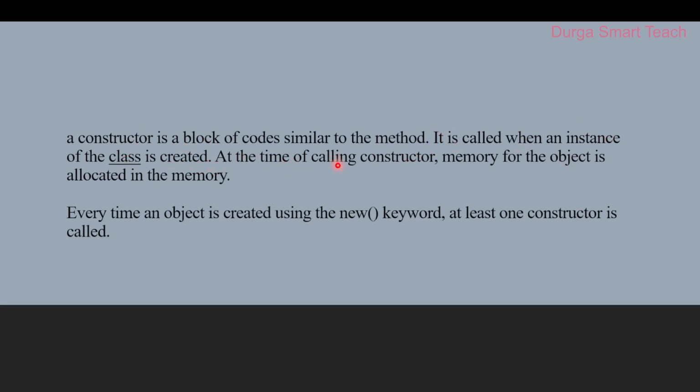At the time of calling the constructor, memory for the object is allocated, and that is the initialization of the object. So whenever the object is created, the constructor is used to initialize it. Every time an object is created using the new keyword, at least one constructor is called. I will explain the difference between without constructor and with constructor.